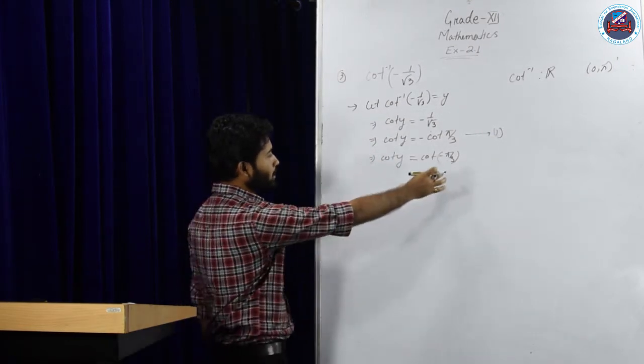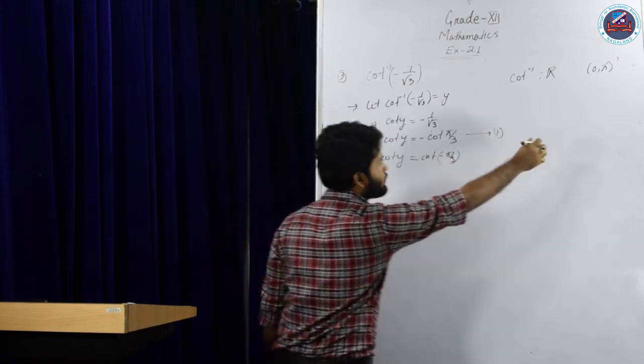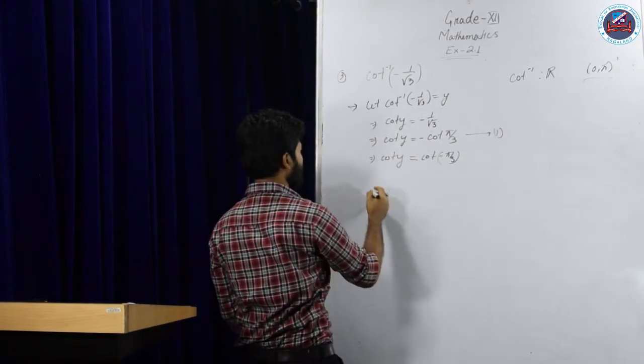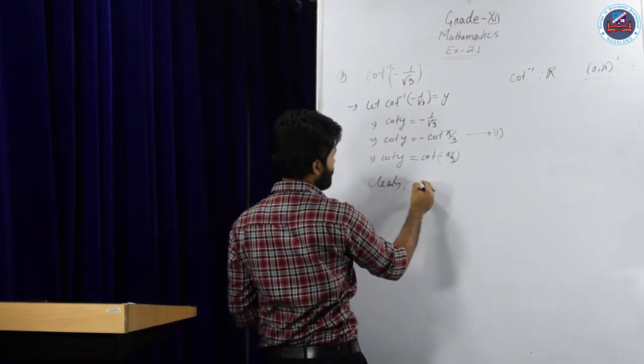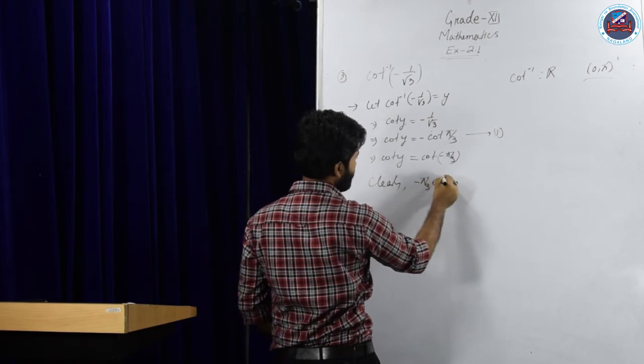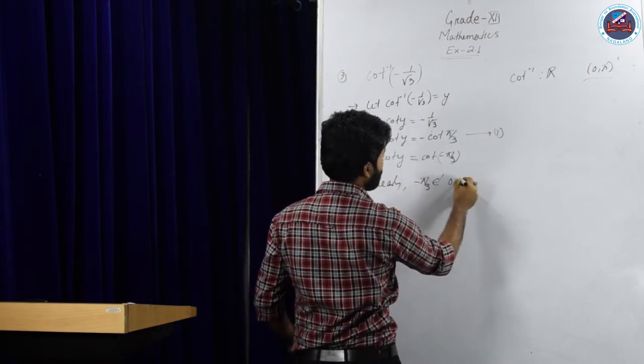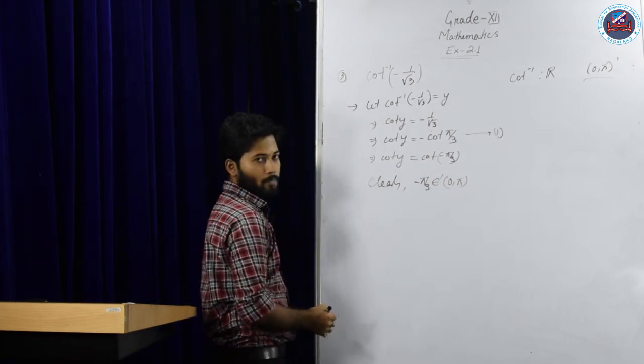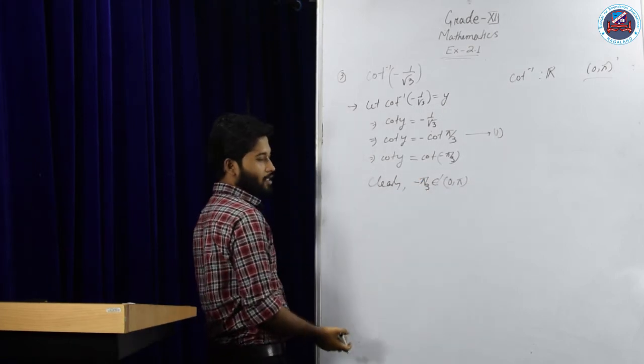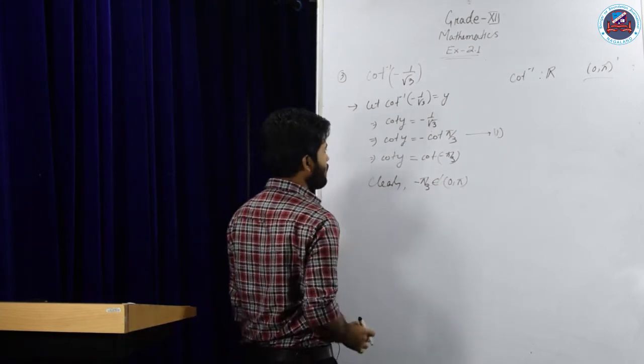Now, does this minus pi by 3 belong to the principal value branch here? Clearly, minus pi by 3 does not belong to the open interval 0, pi, because simply it is a negative value. So it does not belong here.